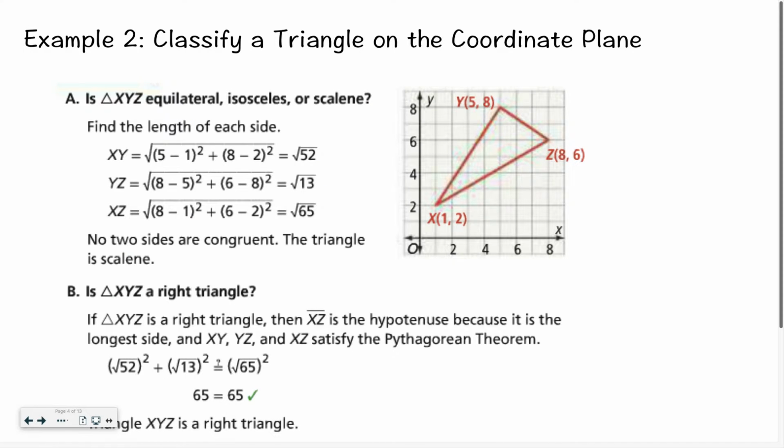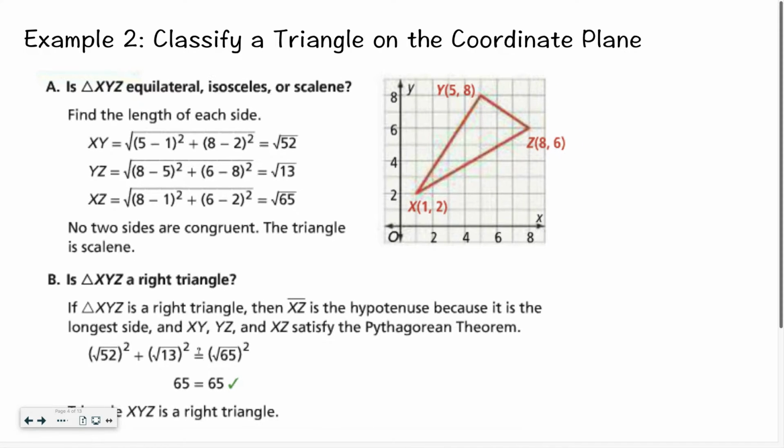Now, let's talk about classifying a triangle on a coordinate plane. So, if I want to figure out if something's equilateral, isosceles, or scalene, that means I'm going to be doing the distance formula on each side of the figure in order to figure out if they have the same measures or different measures. Remember, equilateral triangles have 3 congruent sides, isosceles have 2 congruent sides, and scalene have no congruent sides. Okay, so I've already refreshed your memory on distance formula, so I decided not to write it out again.